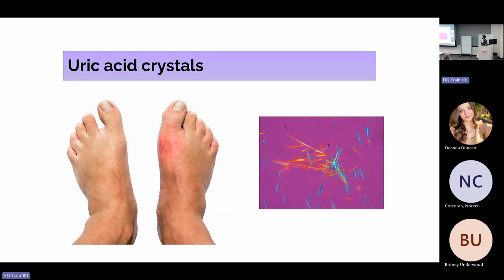But you can see on the left side of this slide the inflamed big toe on this patient's right foot. And if I were to look under the microscope at the joint fluid, you see these needle-shaped crystals, and those are uric acid crystals. And we actually do try to test fluid if we have it available or we can extract it, to look for those crystals under the microscope to help make that diagnosis.